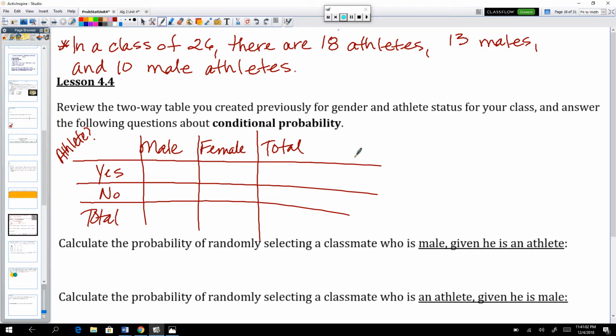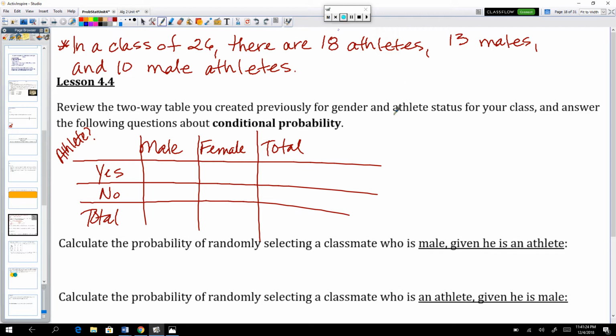Remember, for these two events, since it's not mutually exclusive to be an athlete or a male, you can be both. Because of that, you've got some overlap, some crossover. So when you make your two-way table, and on the quiz, obviously, it wasn't males and athletes, it was two different topics, but this was the type of information you were given.